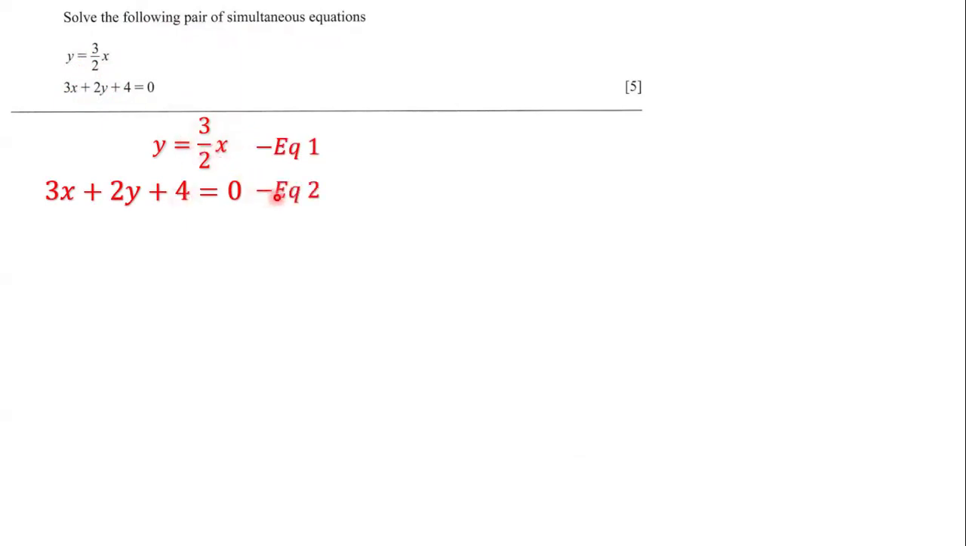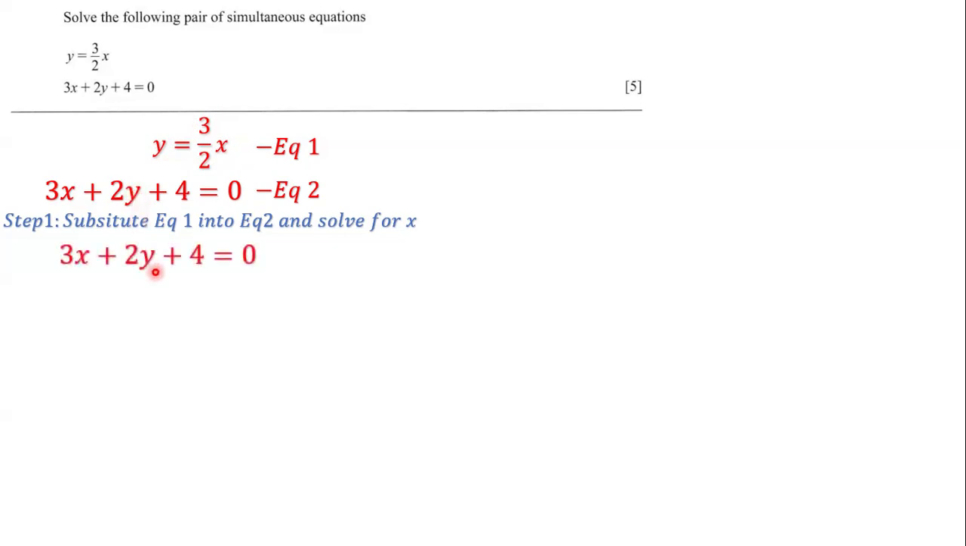Now, what we're going to do here is substitute equation 1 into equation 2 and then solve for x. Notice that in equation 1, y is already the subject of the equation, so we already have what y is explicitly. Since we know what y is, all we need to do is substitute it into equation 2, and then we can solve for x. And so that's the plan.